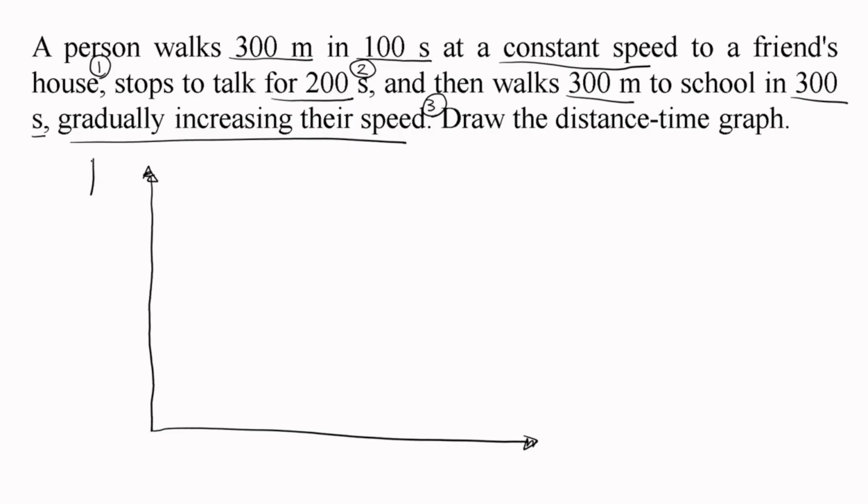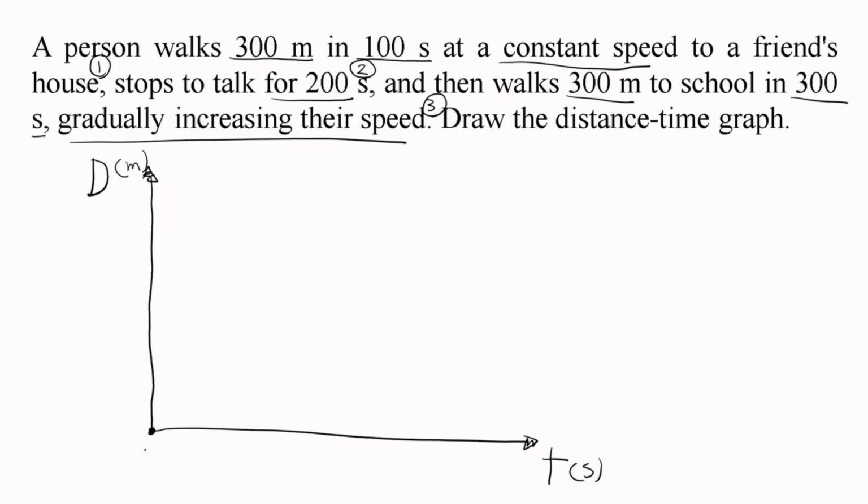I'm going to call this axis D and I'm going to call this one T. As you can see, distances here are based on meters, so inside the parentheses, I'm going to consider the unit of distance as meter, and time is based on seconds, so I'm going to consider t based on second. I'm going to start from the origin, right? So this is going to be the first point of the first part.